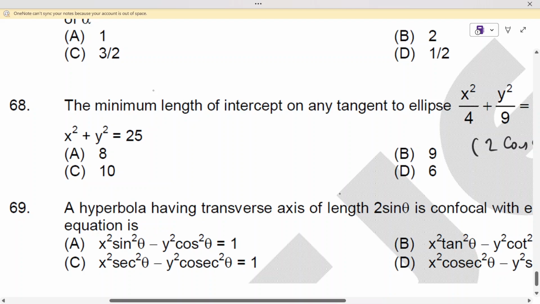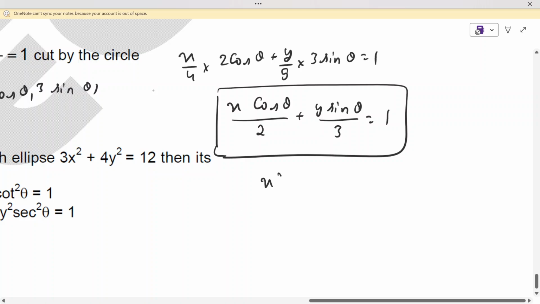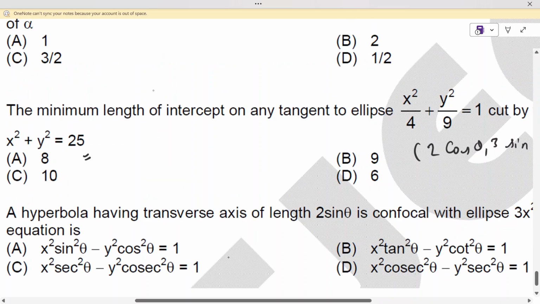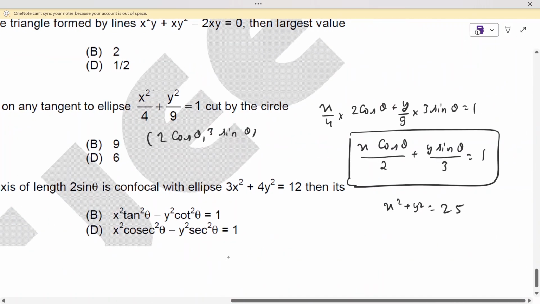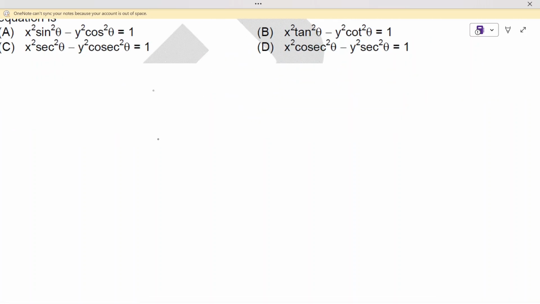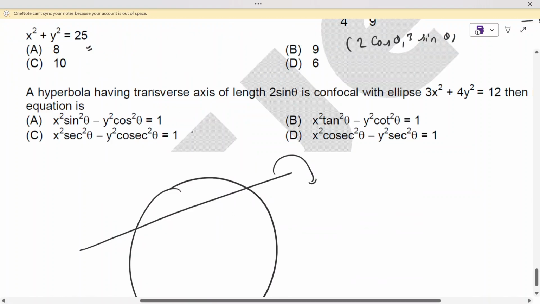And that is getting intersected by this particular circle, x square plus y square equal to 25. I just write the tangent equation of this ellipse in parametric form. This random tangent intersects the circle, and the minimum length of the intercept I have to calculate. The circle equation is x square plus y square equal to 25.